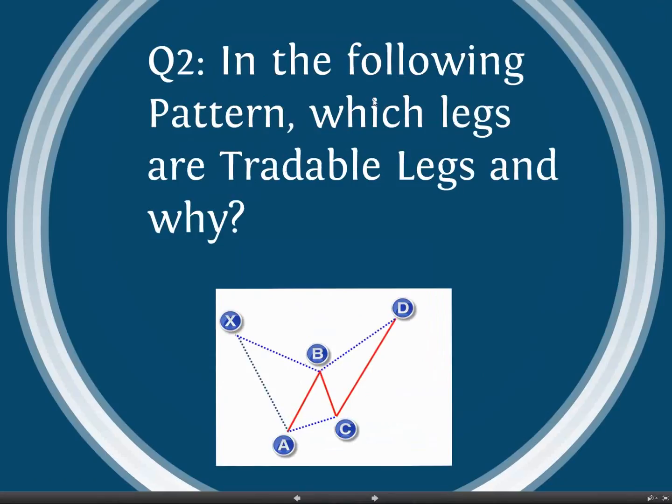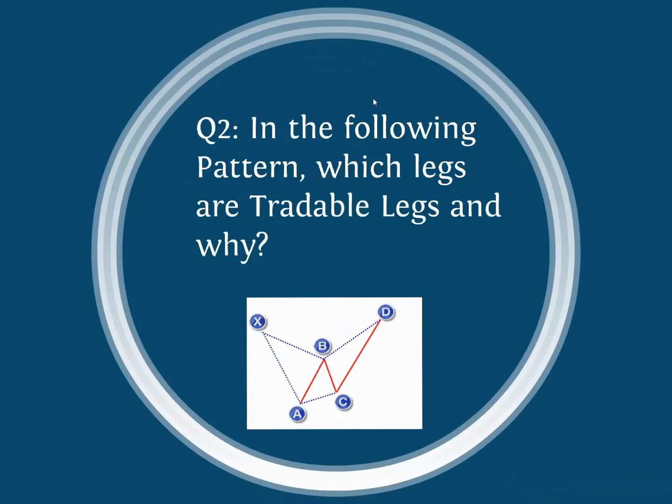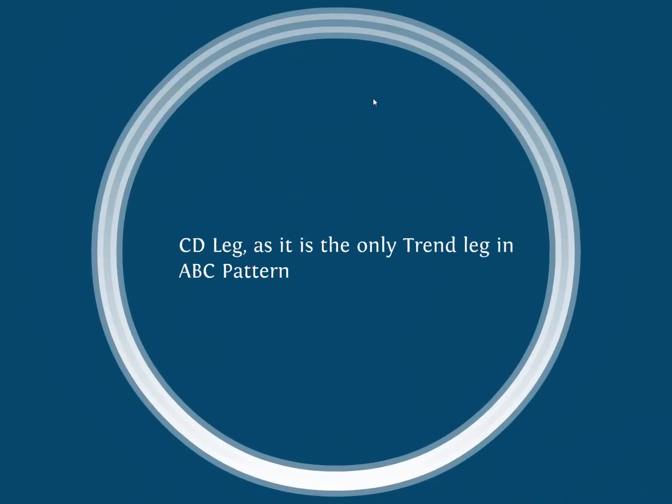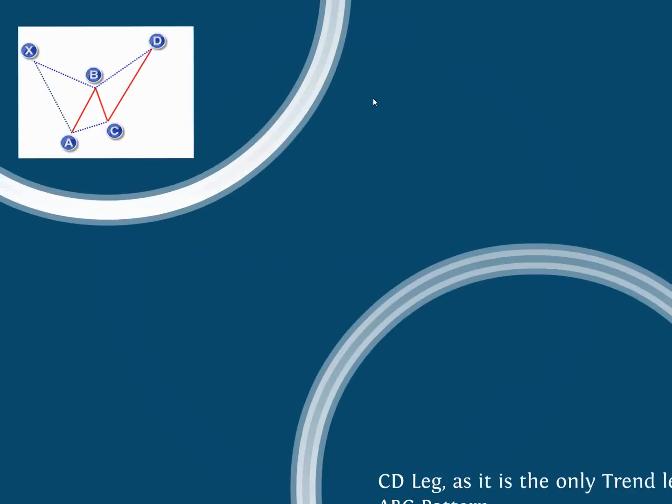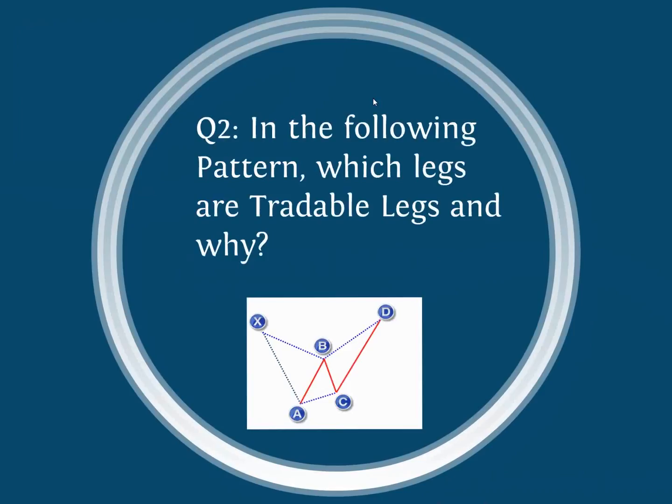So in the following pattern, which legs are tradable legs and why? It's actually from C to D, the CD leg, as it is the only trend leg in the ABC pattern. In this pattern, the ABC is the pattern, and AB is the trend leg. But you do not know at this point whether it's an ABC or not, so you can't possibly trade an AB leg. The only leg you can trade is the CD leg, which is the trend leg. I think Carl answered it.